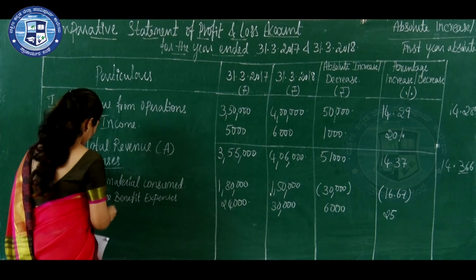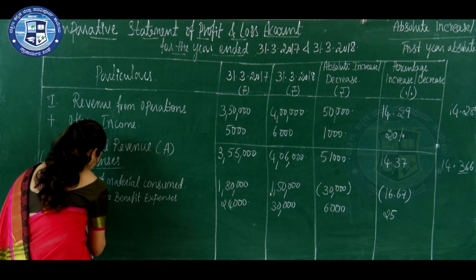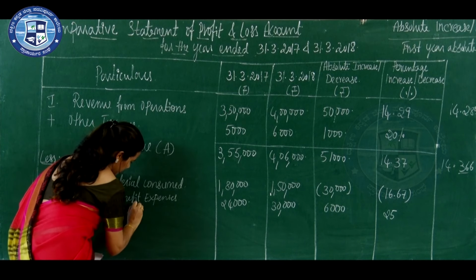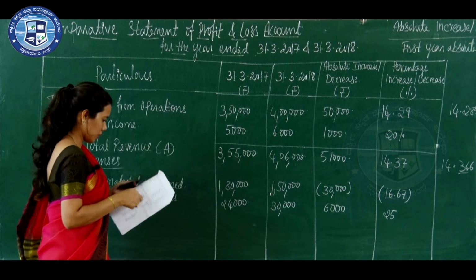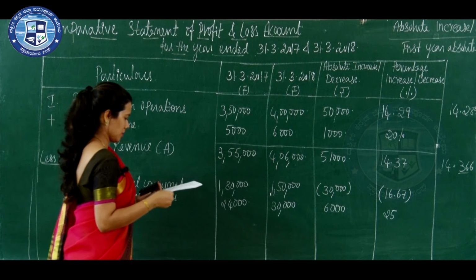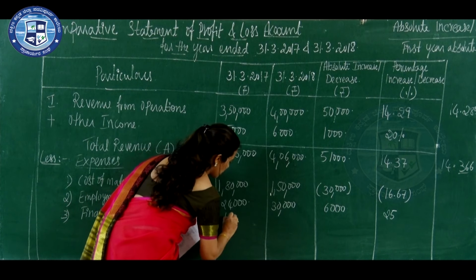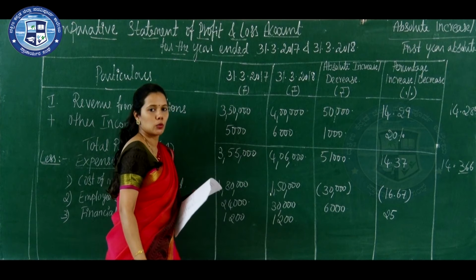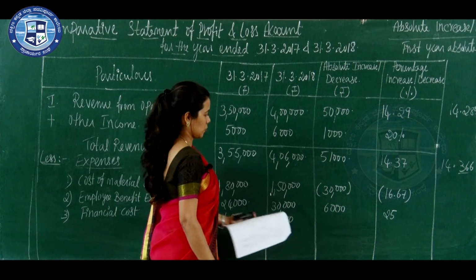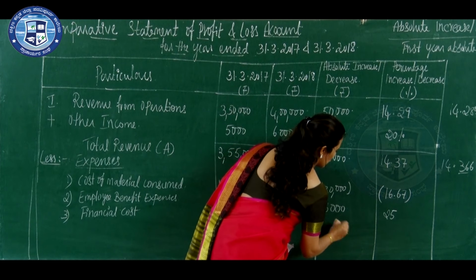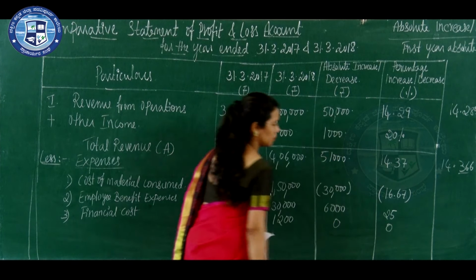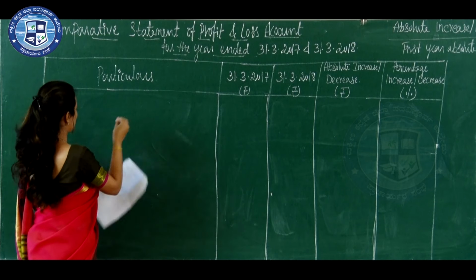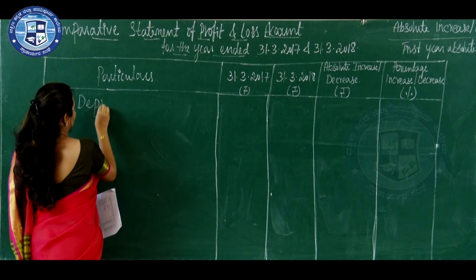The third one is financial cost. So 1,200, and in the present year also it is 1,200. So the difference between these two is 0 and the percentage also 0. The fourth expense is depreciation and amortization.